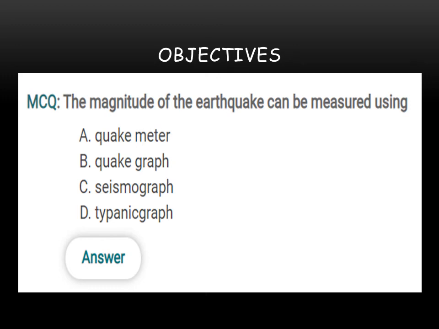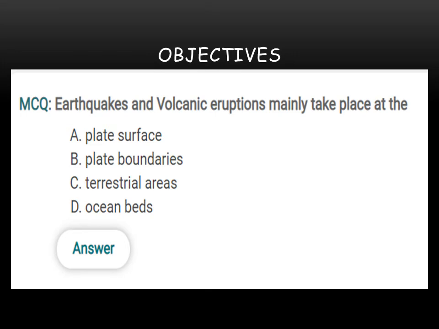The magnitude of the earthquakes can be measured by using a quick meter, quick graph, seismograph, or tympanic graph. And the answer here is option C, seismograph. This one is easy again.